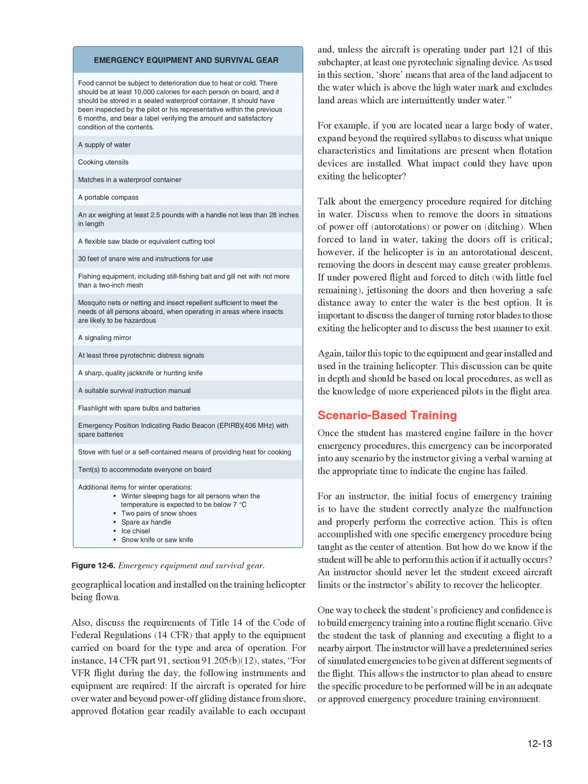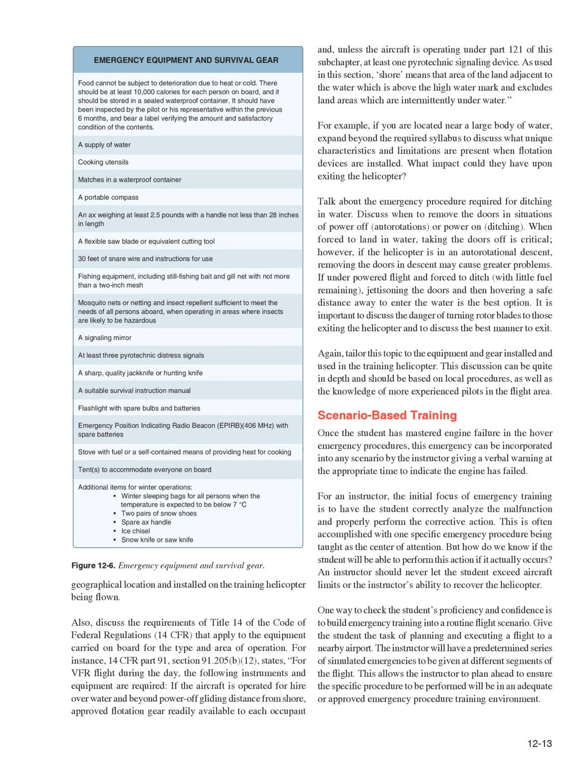Also, discuss the requirements of Title 14 of the Code of Federal Regulations, 14 CFR, that apply to the equipment carried on board for the type and area of operation. For instance, 14 CFR Part 91, Section 91.205(b)(12) states, for VFR flight during the day, the following instruments and equipment are required: if the aircraft is operated over water and beyond power-off gliding distance from shore, approved flotation gear readily available to each occupant and, unless the aircraft is operating under Part 121 of this subchapter, at least one pyrotechnic signaling device.